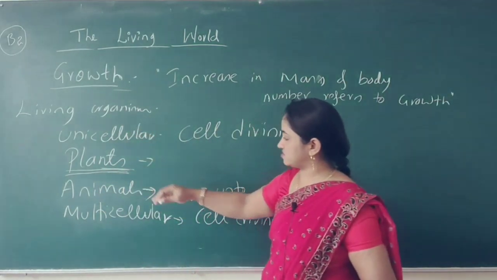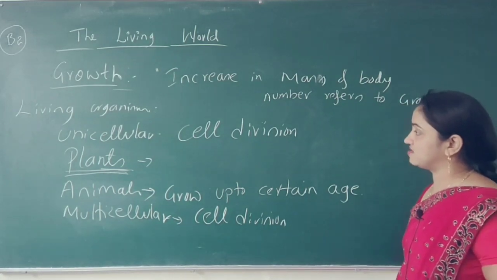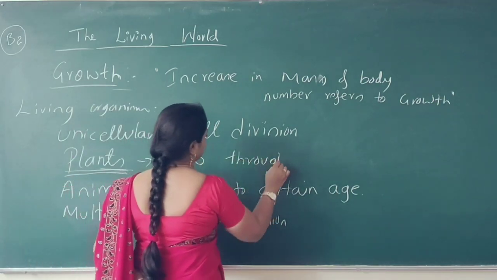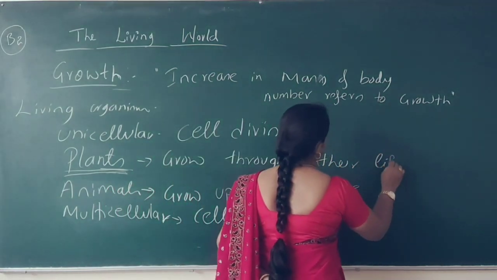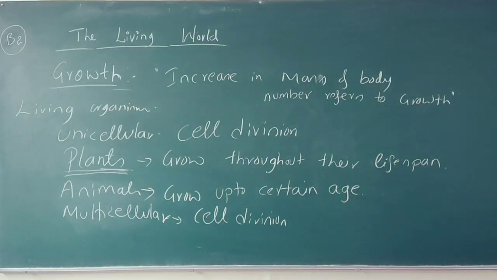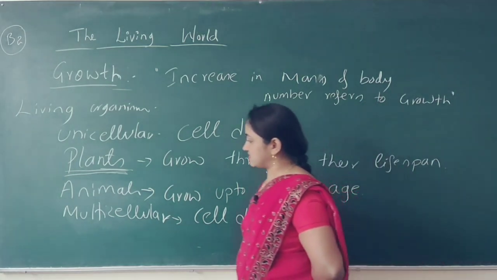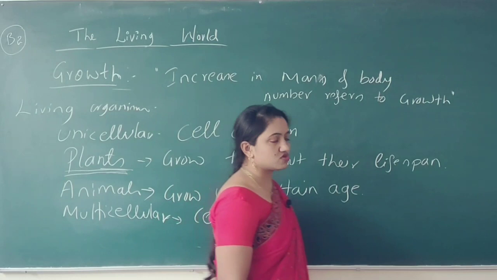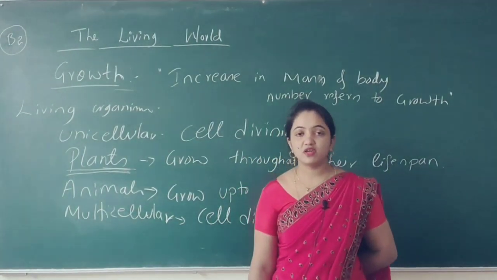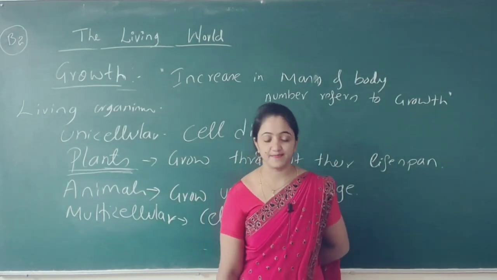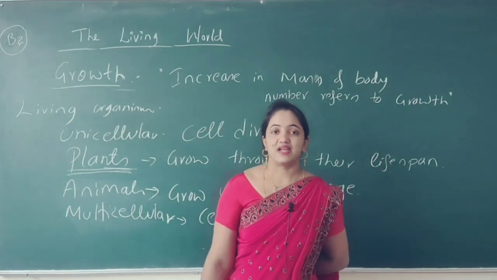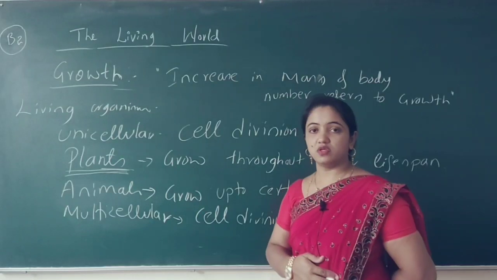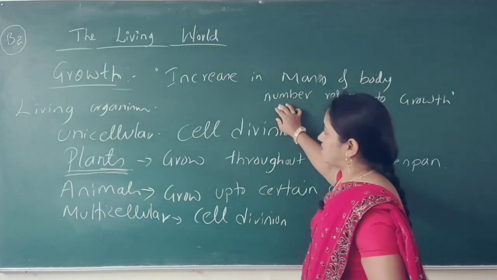So we have come across examples like unicellular organisms and plants. Let me write here: plants grow throughout their lifespan, and animals grow up to a certain age. Multicellular organisms also grow by means of cell division. This is all about growth in living organisms. What about non-living things? As I explained yesterday, non-living things like sandstones, mountains or rock surfaces also grow. They also increase their mass. The number of contents will increase.